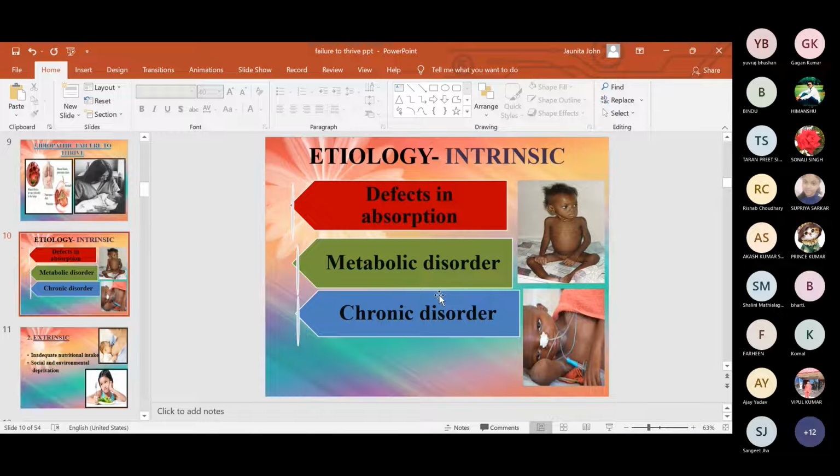Okay, next is metabolic disorder. The word metabolic comes from the word metabolism. Any chemical process that occurs within a person's body comes under metabolism. Metabolic disorders occur when abnormal chemical reactions take place in a person's or baby's body that disrupt or discontinue the process that is going on. For metabolic disorders, we have certain examples.